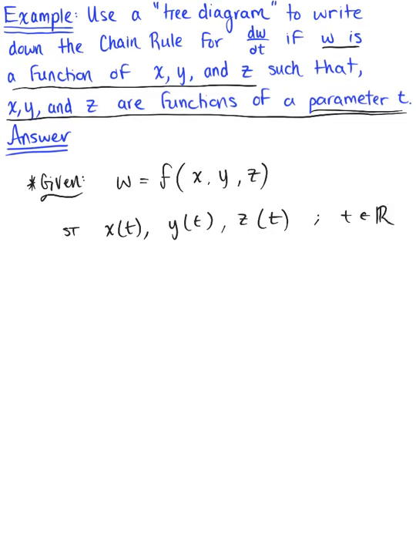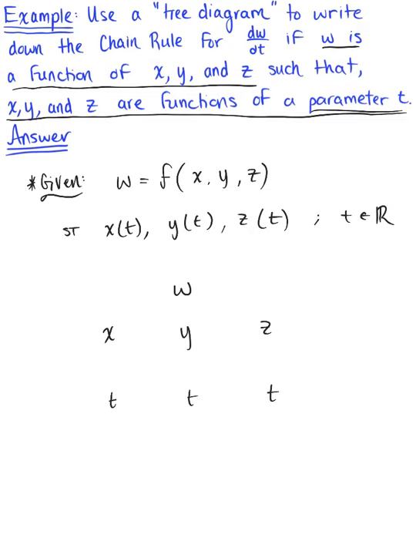So let's create the tree. So we know we're starting with a function w, and now w is a function of x, y, and z. Now x, y, and z are functions of t. So to create this tree, we need to define our branches. So to do that, we want to connect each variable with a line, where the line represents a partial derivative.